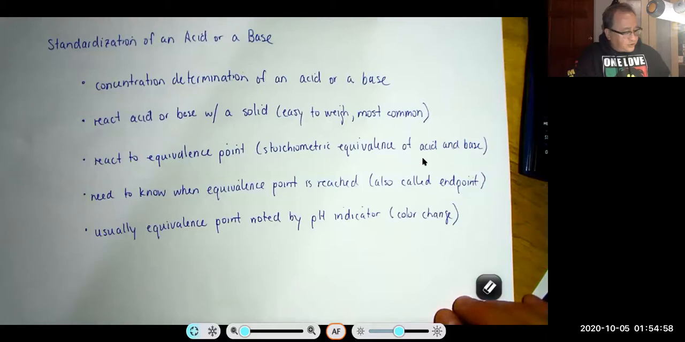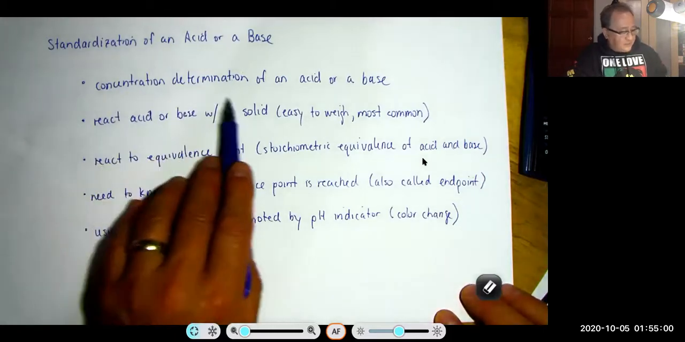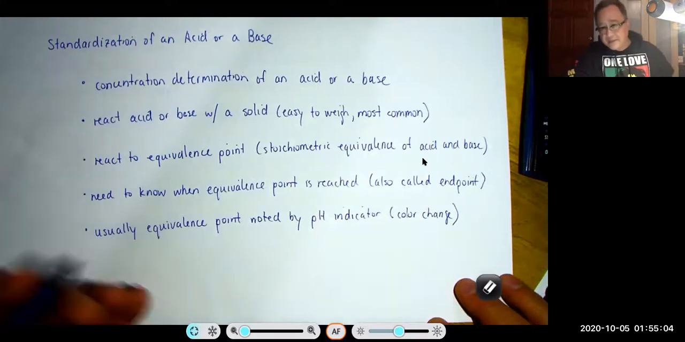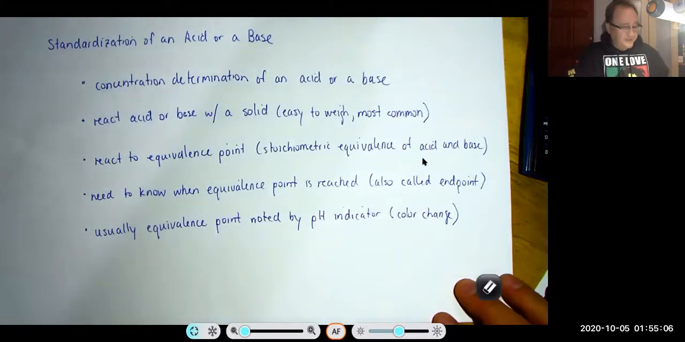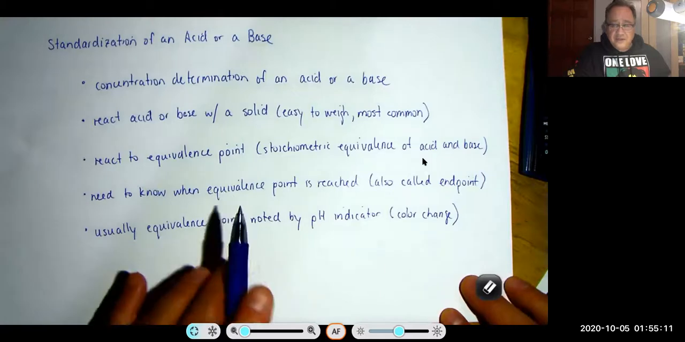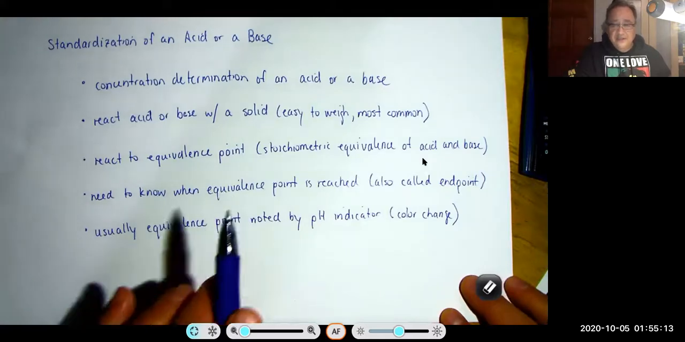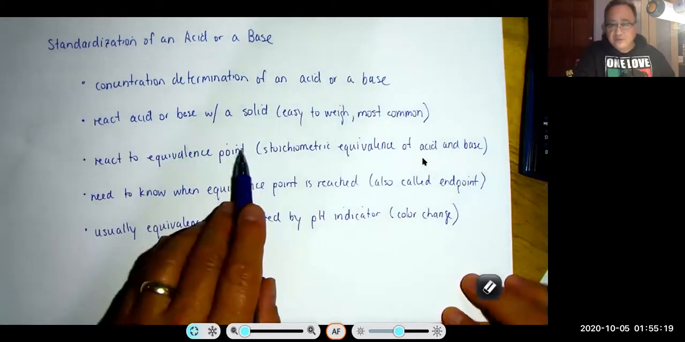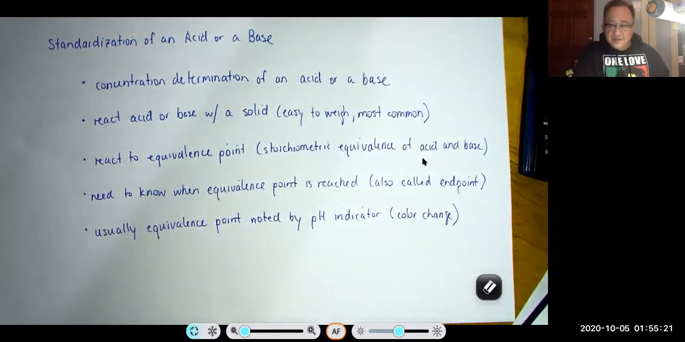So usually when you try to standardize an acid or a base, you react it with the opposite. If you have a base, you react it with an acid. If you have an acid, you react it with a base. And you do this so that you can find the concentration of that particular base or acid. That's called the standardization. Now, you don't want to standardize it with another solution because you're not sure about the concentration of that solution. So what do?